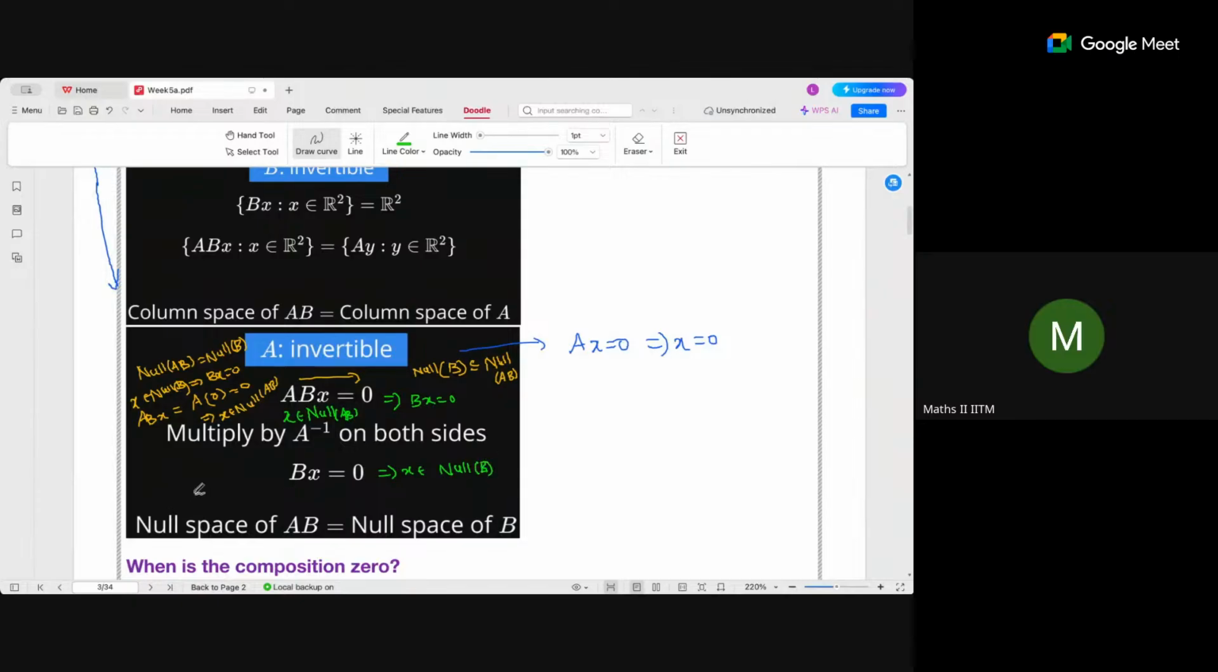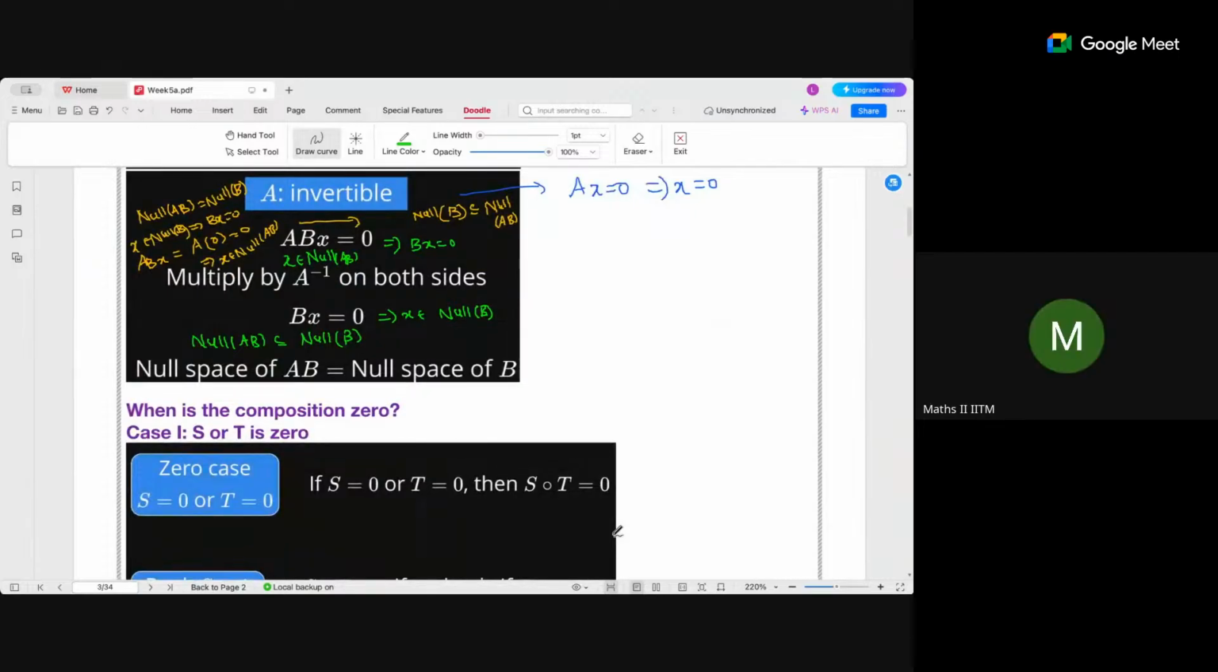So this means that null of AB is a subset of null of B. So null of B subset of null of AB, null of AB subset of null of B implies null of AB is same as null of B. Is that clear now? This proof, is it clear for everyone? Okay? Good.